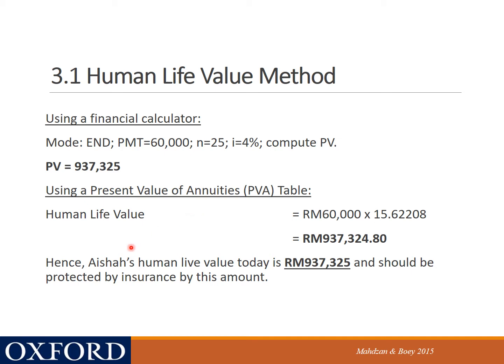So we can summarize that Aisha's human life value today is 937,325 ringgit, and she should be protected by insurance of this amount. That is a very simple way to compute a person's human life value based on the earnings per annum.